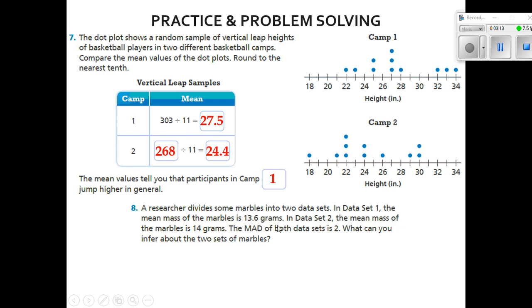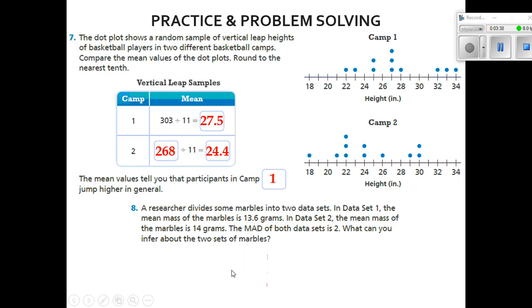A researcher divides the marbles into 2 data sets. In data set 1, the mean mass of the marbles is 13.6 grams. Remember, mass means weight. In data set 2, the mean mass of the marbles is 14 grams. The MAD, which is the mean absolute deviation, of both data sets is 2. What can you infer about the 2 sets of marbles?